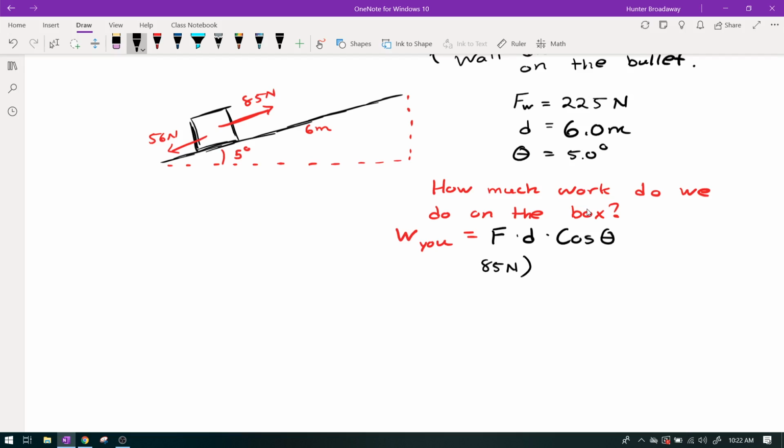Not yet, because here's the deal. I asked how much work we are doing on the box. I did not ask what the total work done is. I specifically asked about just us. If there's a person pushing, what is the work being done by this force specifically? That's 85 newtons times 6 meters times the cosine of 0. The cosine of 0 degrees is 1, so this is just 85 times 6.